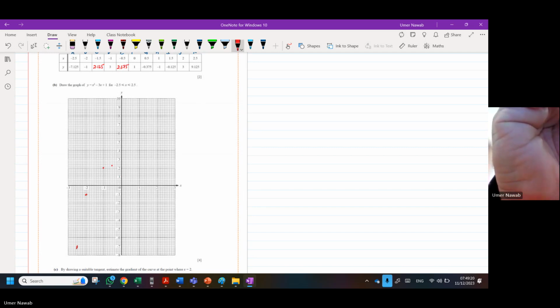Zero, 1, 0.5, minus 0.375. 1 minus 1, 1.5 minus 0.125. 2, 3, 2.5, 9.15. Let's try to connect them.